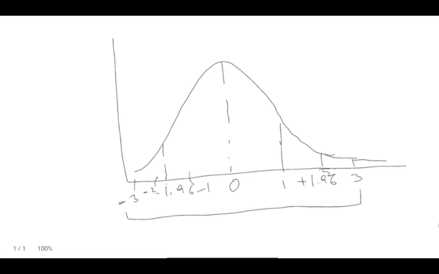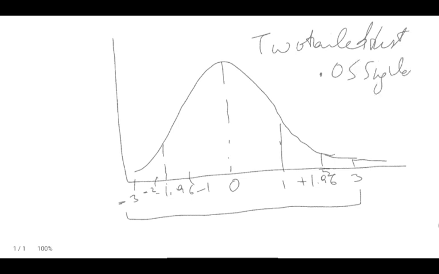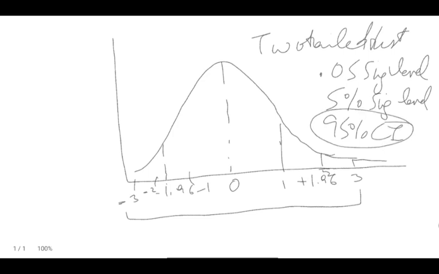So for a two-tailed test at 0.05 significance level, that is 5% significance level, 95% confidence interval, right? 95% confidence interval means that this region close to -2 to +2 standard deviations, as told to us by the empirical rule, has the concentration of exactly 95.45% of the data points, right?